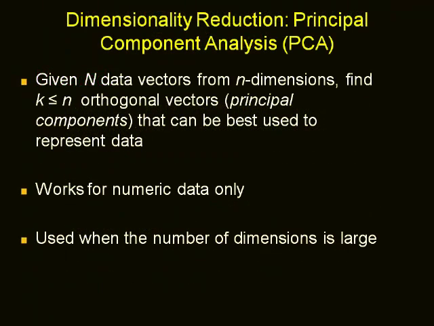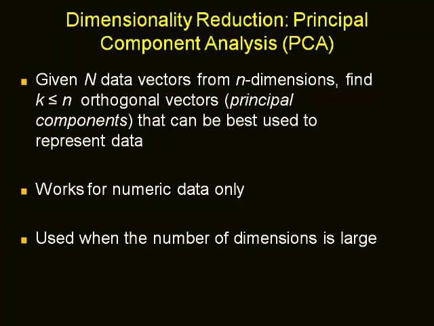Another method is called principal component analysis. This method searches for k n-dimensional orthogonal vectors that can best be used to represent the data. Here k is always less than the number of data attributes. So this method finds the best k orthogonal vectors, which we term principal components, that can be used to represent the data. This way the original data is projected onto a much smaller space, which results in dimensionality reduction.